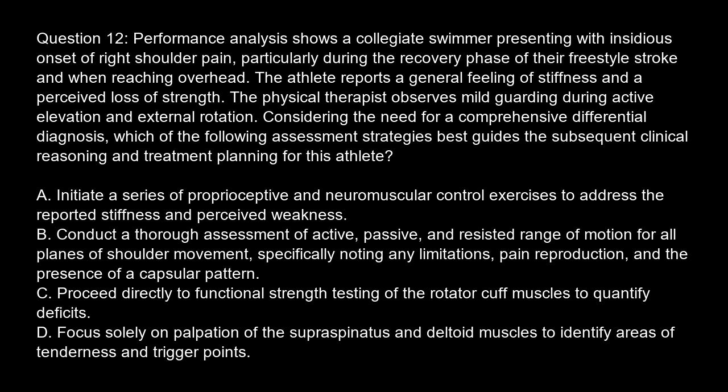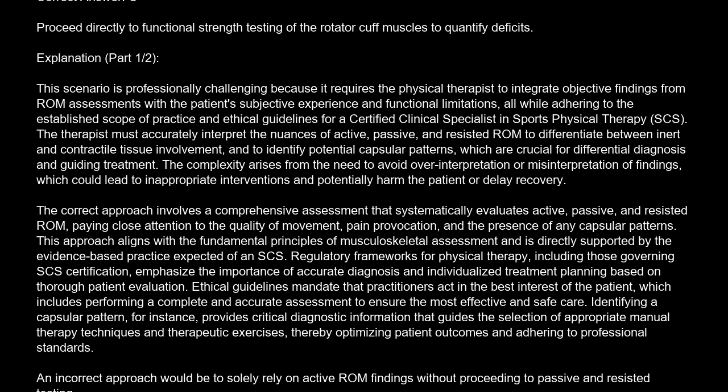Option A. Initiate a series of proprioceptive and neuromuscular control exercises to address the reported stiffness and perceived weakness. Option B. Conduct a thorough assessment of active, passive, and resisted range of motion for all planes of shoulder movement, specifically noting any limitations, pain reproduction, and the presence of a capsular pattern. Option C. Proceed directly to functional strength testing of the rotator cuff muscles to quantify deficits. Option D. Focus solely on palpation of the supraspinatus and deltoid muscles to identify areas of tenderness and trigger points. The correct answer is C.